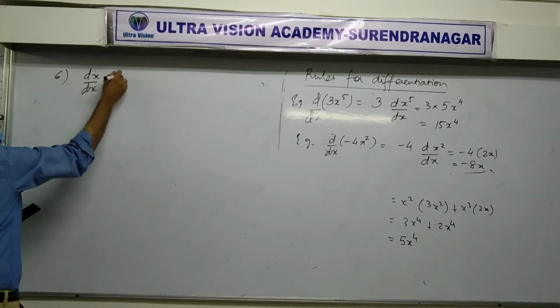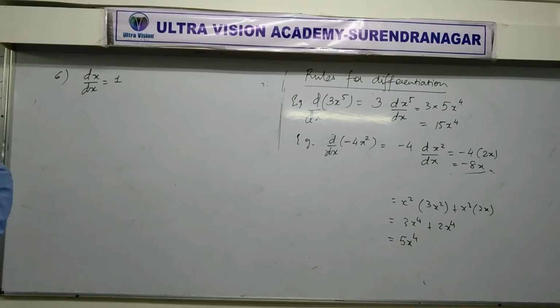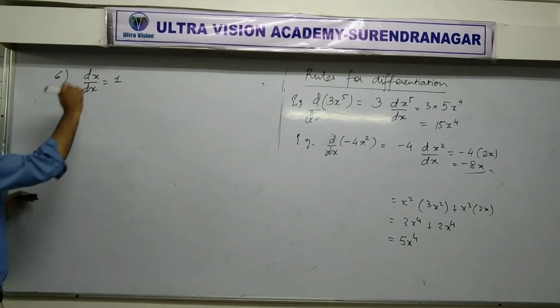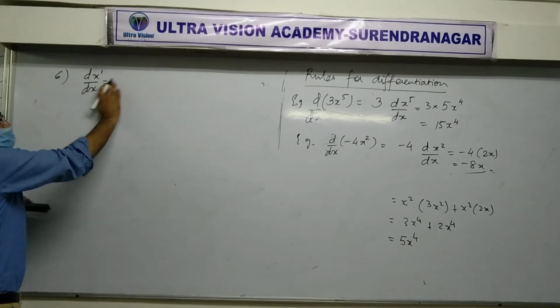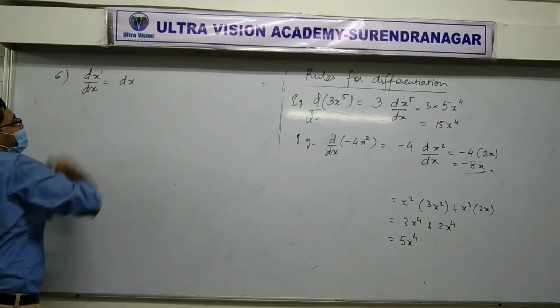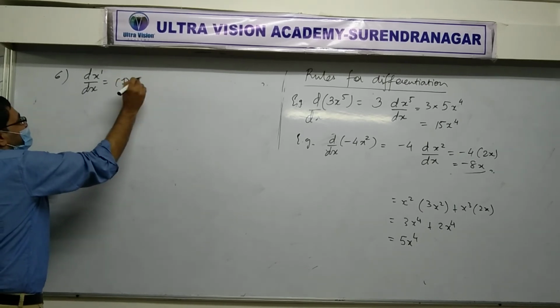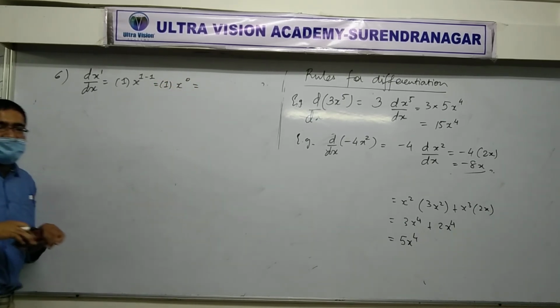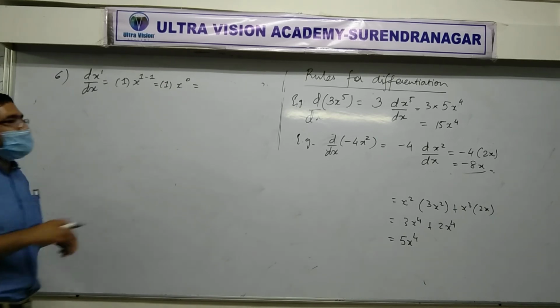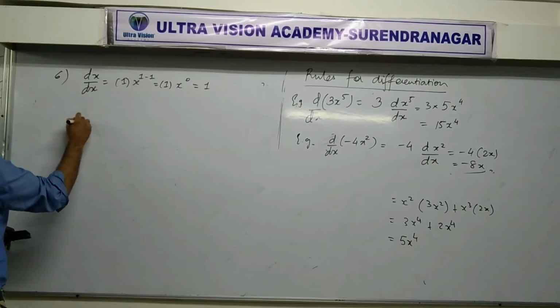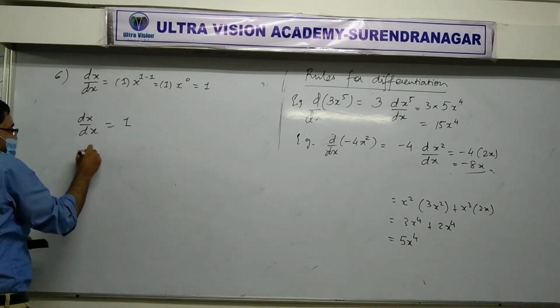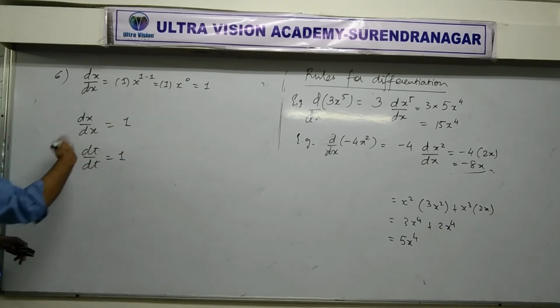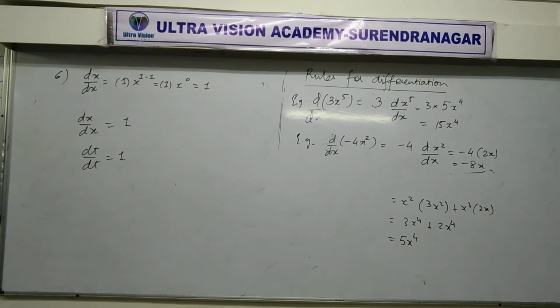dx by dx is what? This might seem like the easiest rule to everyone. Actually, it's not like they get cancelled or anything. It's that if you write dx raised to 1, then follow rule number 1. What is rule number 1? It would be 1 into x raised to 1 minus 1. Okay, so 1 into x raised to 0. x raised to 0 means 1. Anything raised to 0 is 1. Clear? So that's why this is 1. So dx by dx or dt by dt is always 1. Anything like this where it's the same is going to be fine.